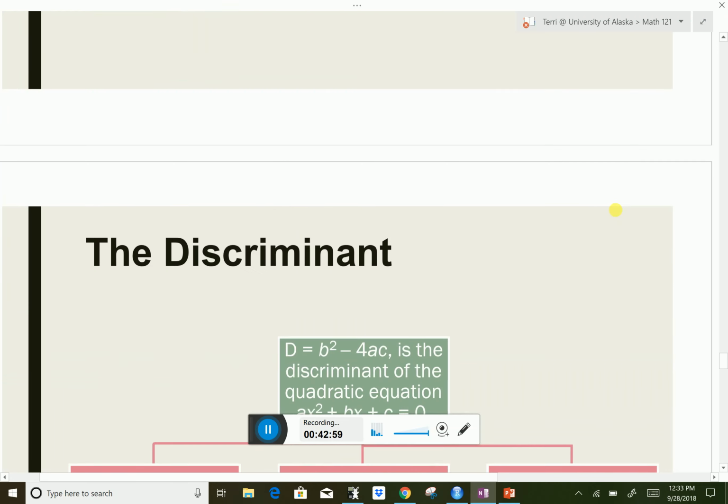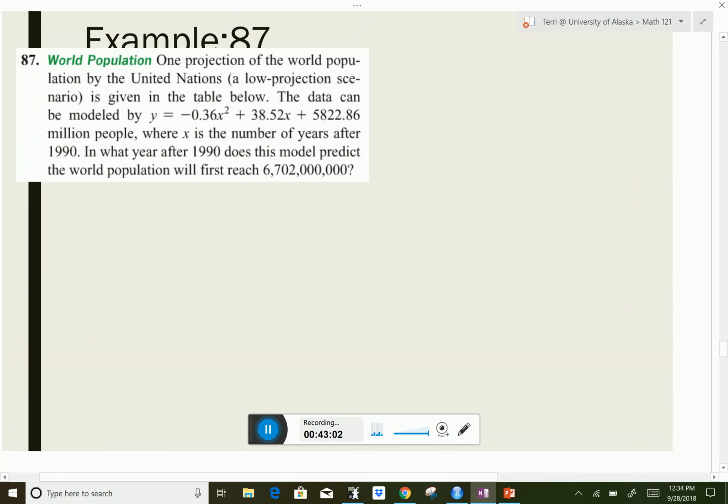So I kept this example in here because it was important. I wanted to have an example. Most of the examples I changed into problems to do in class with you. So one projection of the world's population by United Nations is given in this table. I didn't put the table, so it's okay. The data can be modeled by this. X is the number of years after 1990. In what year after 1990 does this model predict the world population will first reach 6,702,000,000 people?